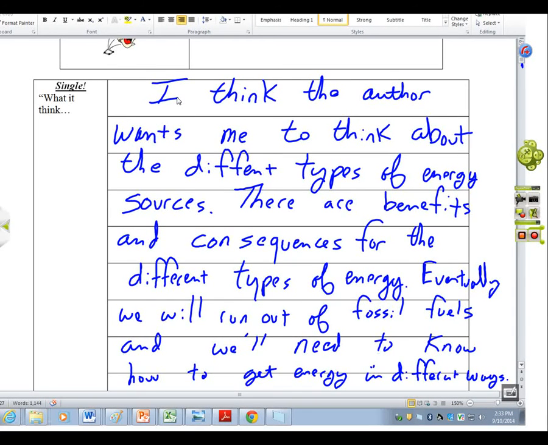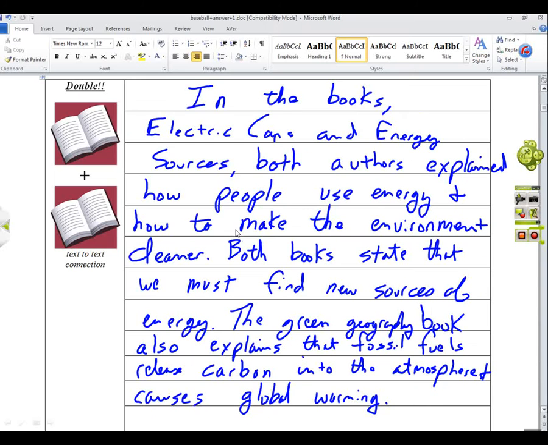I think the author wants me to think about the different types of energy sources. There are benefits and consequences for the different types of energy. Eventually we'll run out of fossil fuels and we'll need to know how to get energy in different ways. We're going to evolve this answer. So that's a single. And then as we move through it, there we go.